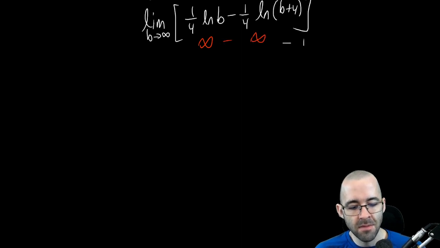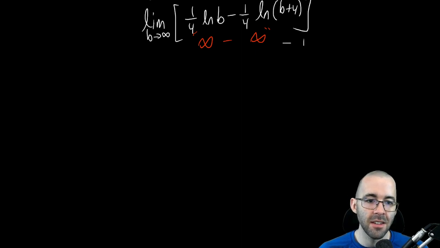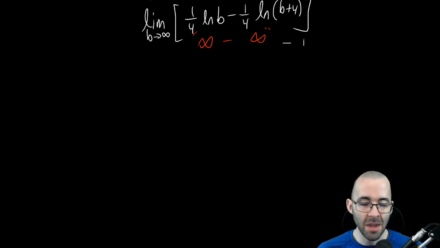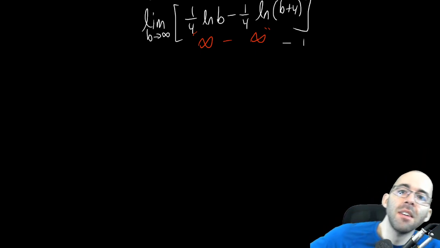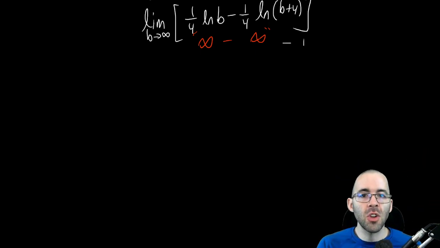minus natural log going to infinity. Infinity minus infinity. This is an indeterminate form. Sometimes this means positive infinity. Sometimes this means 7. Sometimes this means 3. Sometimes it means 0. Sometimes it means negative infinity. Who knows? All right. And we have to use some tricks.